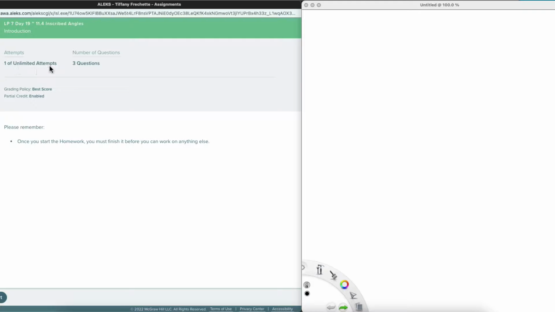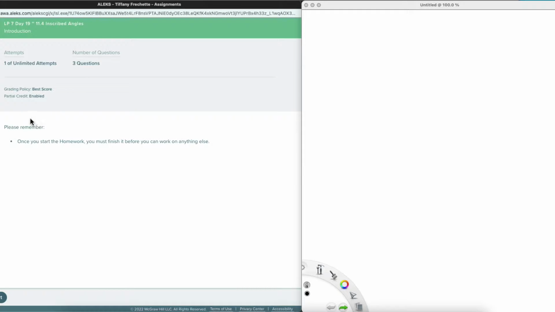The second thing is the number of attempts. There's always unlimited attempts on homework, tests, and quizzes. Number of questions just lets you know how many are on this particular assignment. Grading policy is always best score, so whichever attempt is the best one is the one to keep. Partial credit is enabled, so if you answer 1 of 3 questions, you get credit for the one question. But also, if there's multiple pieces within one question, you can get partial credit for the question.